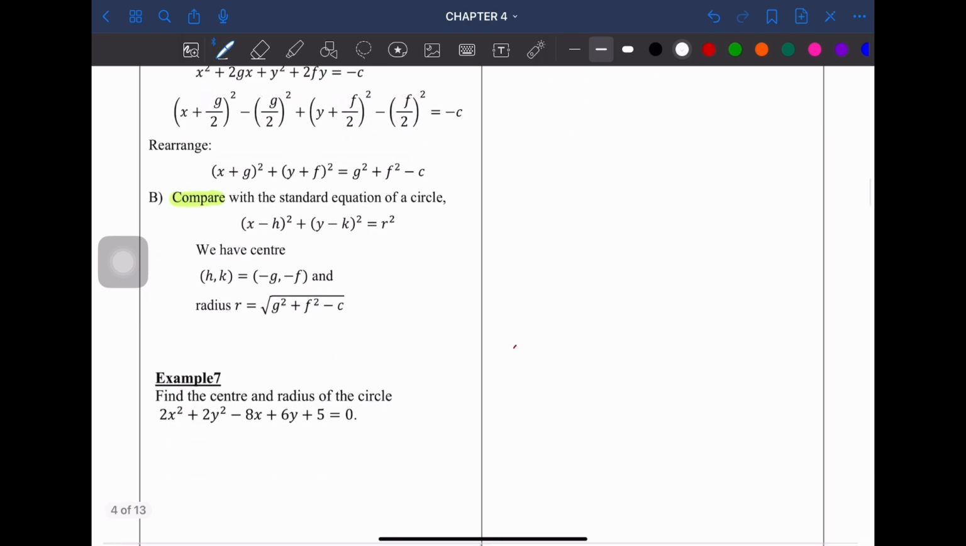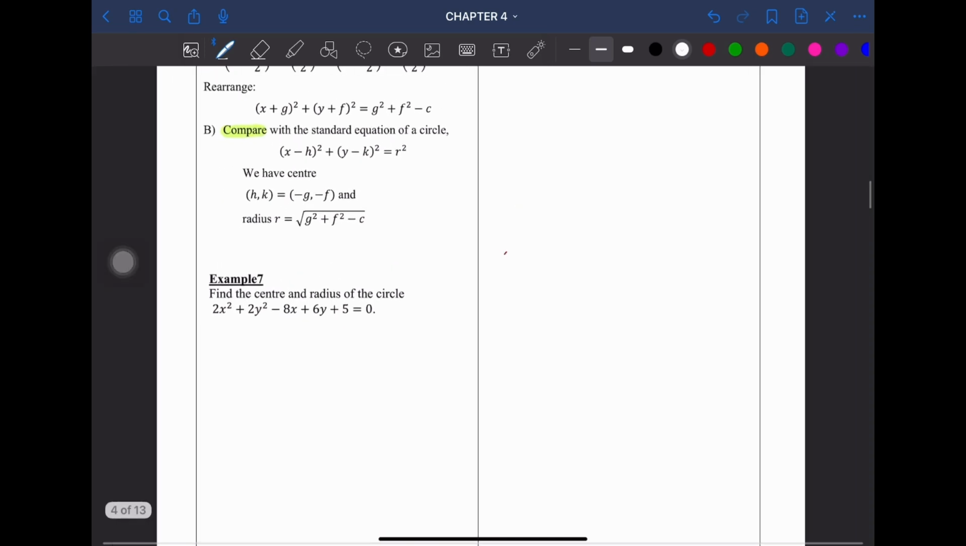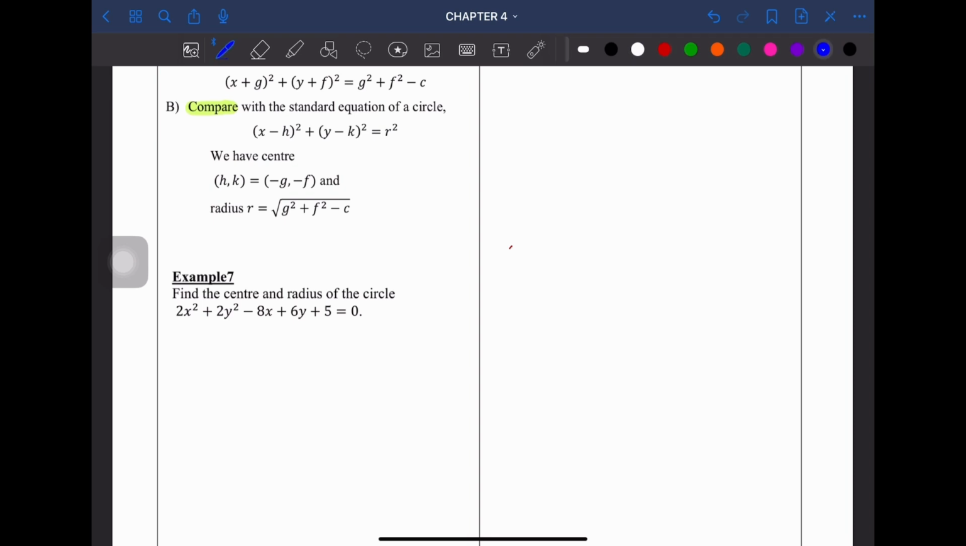Okay, so now let's go through the first example, example 7. Find the center and radius of the circle. For this example we're going to use the comparison method. We're going to compare with the general equation of the circle, which is x squared plus y squared plus 2gx plus 2fy plus c equal to 0. Right now we cannot compare yet.